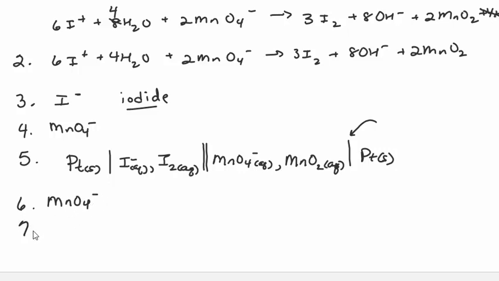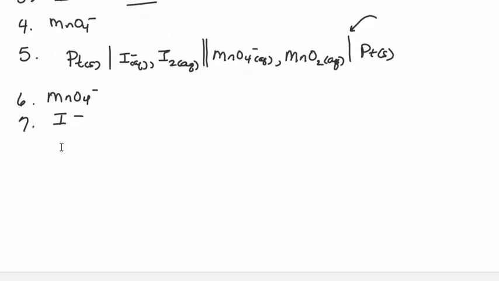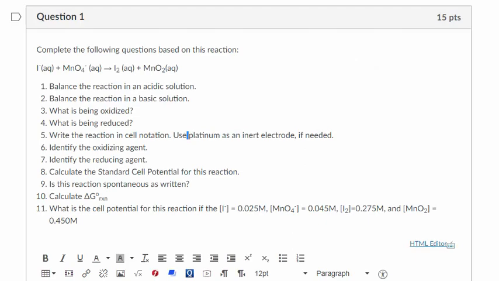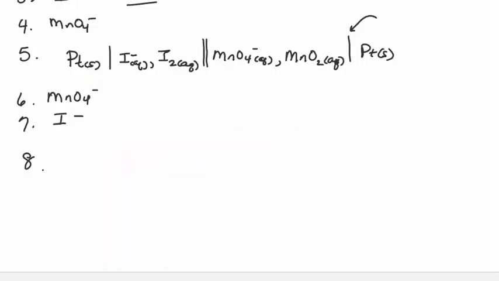So you can just copy that down. And number 7, what is the reducing agent? Well, the reducing agent is the thing being oxidized. So that should be a quick and easy part. And then number 8 is to calculate the standard cell potential for this reaction.